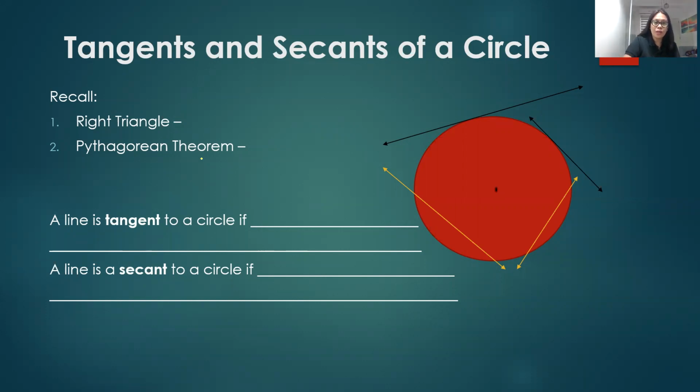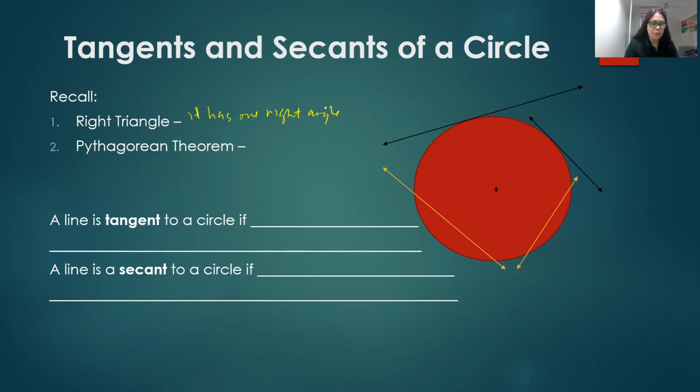So when we say right triangle, a right triangle has one right angle. So the measure of the other two angles sum up to 90 degrees.